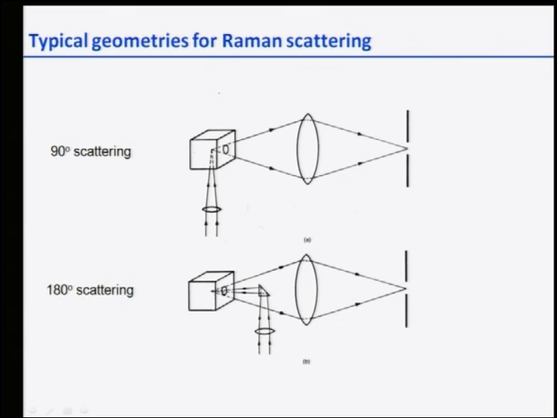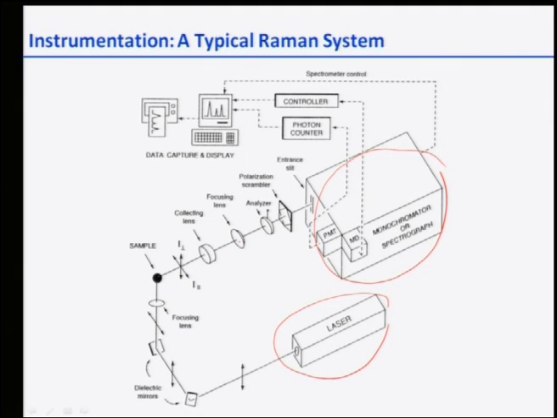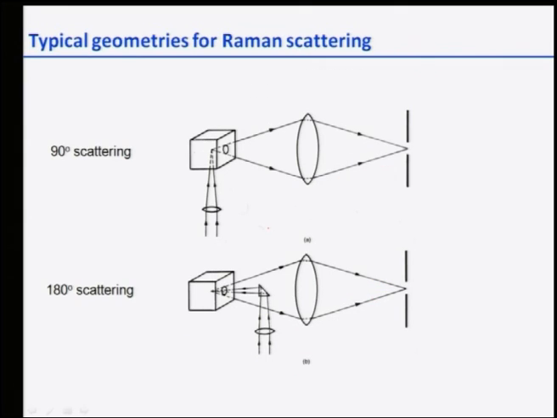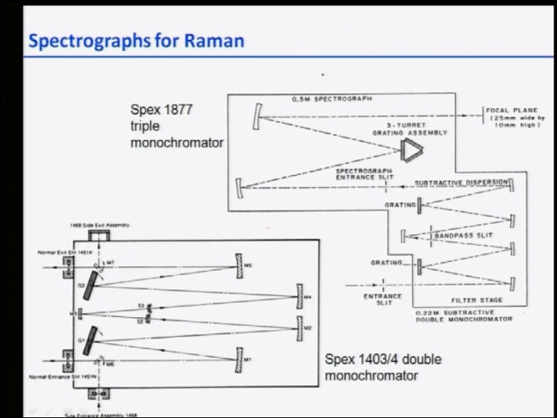Scattering can be done in both ways. The laser light can fall and scattering can happen either at 90 degrees this way, or you can have 180 degree scattering. The scattered light falls on a lens, and again this is focused and then collected. This is what is shown here: collecting lens, focusing lens, analyzer, and then it enters the monochromator. Spectrographs can be for Raman; actually this is for this triple monochromator. The whole thing is basically a monochromator. This is the specs.